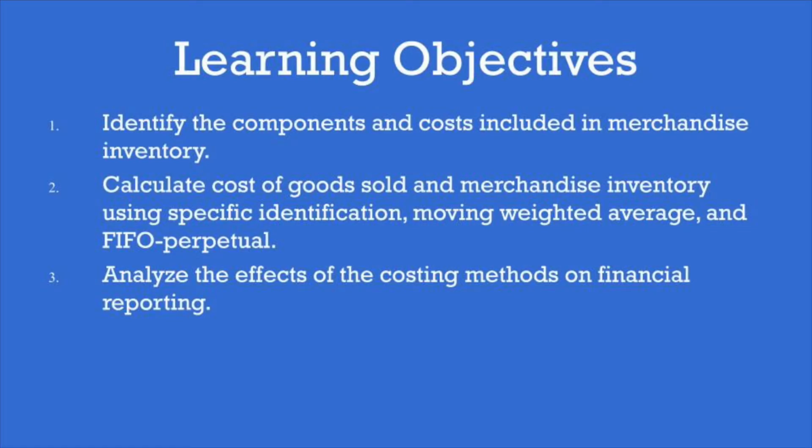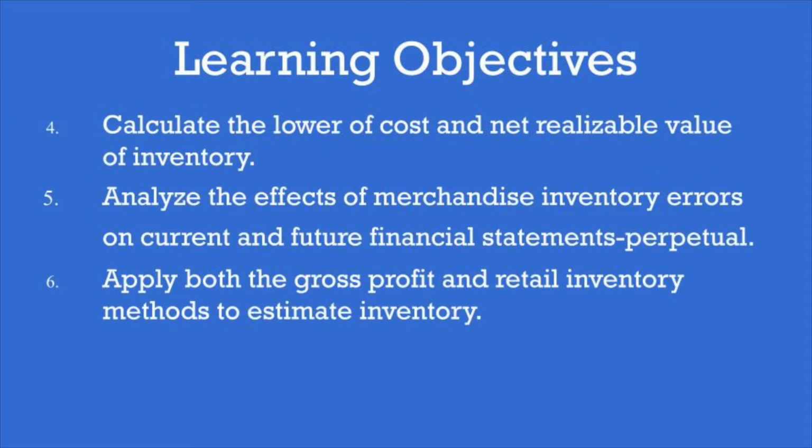So let's take a look at the key learning objectives. First, we're going to identify components and costs included in merchandise inventory. We're going to calculate the cost of goods sold and merchandise inventory using a specific identification method, known as the moving average, and the first in, first out perpetual system, FIFO it's called. And we're going to analyze the effects of the costing methods on the financial reporting. So those are the key things we're looking at. We're also going to look at the lower of cost and market, net realizable value, that is, how much can we possibly get for it.